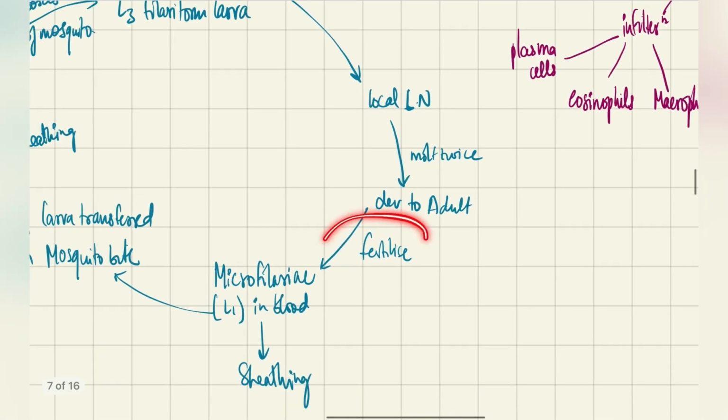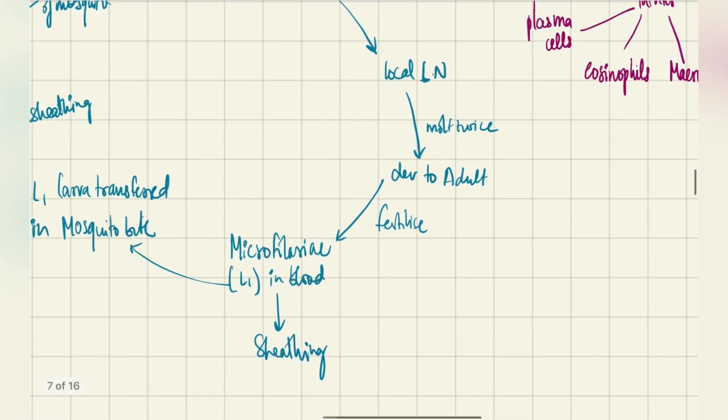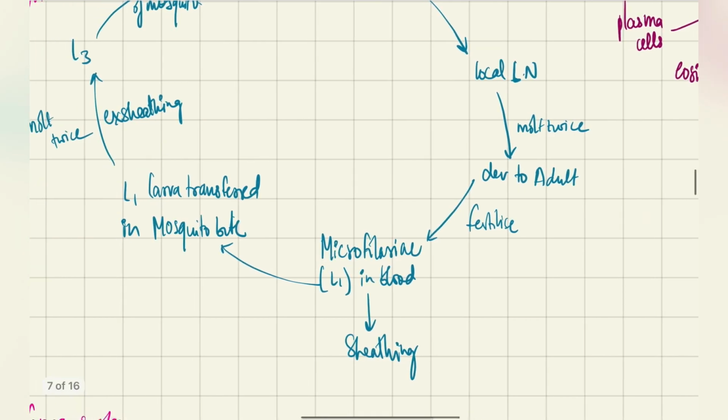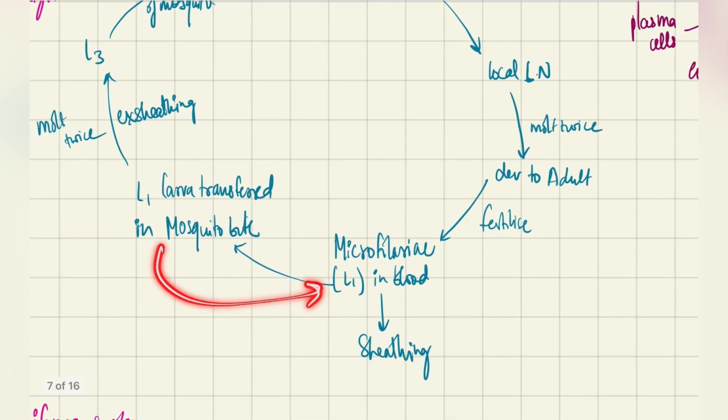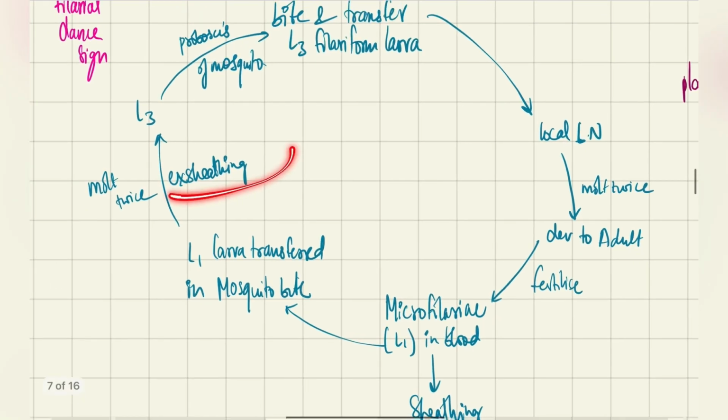There the adult fertilizes to form microfilariae in the blood, and then sheathing occurs. Sheathing is basically formation of an envelope like structure around the microfilariae, and then the mosquito bites again, and this L1 microfilariae is transferred into the mosquito. This is where exsheathing occurs.